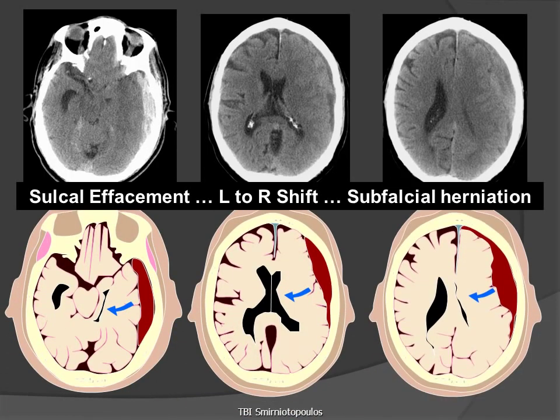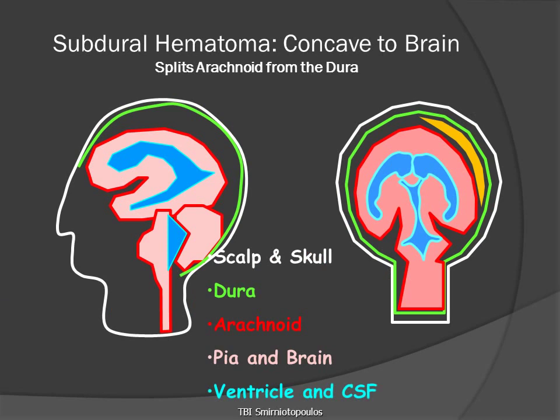So if we look diagrammatically at three sections from the same patient, we can see how, number one, the sulci are effaced. Number two, there is a nearly iso-attenuating extra-axial collection, except in the lowest section in the middle cranial fossa. And three, we can also see that there is midline subfalcial herniation.